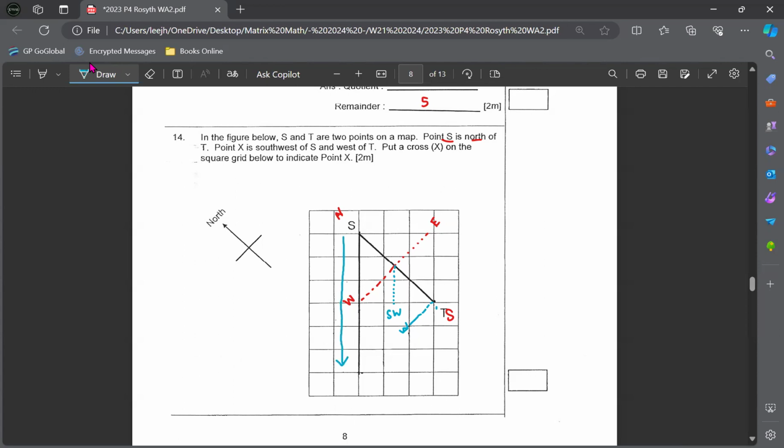Okay, and west of T all the way this side. So the answer will be here, because it's only the direction. So southwest of S, you cannot start from here. So point S, southwest all the way down. And then west of T is here. You go all the way until you meet at this point. This is the answer.